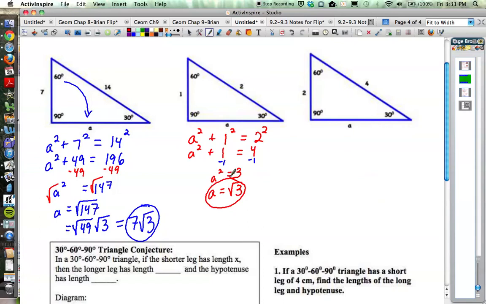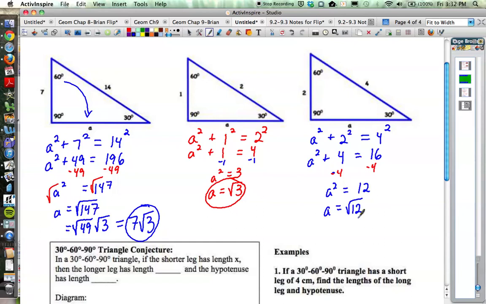Let's do our third triangle here. A squared plus 2 squared is equal to 4 squared. So that means that a squared plus 4 is equal to 16. Subtract 4 from both sides, do the algebra, and we have a squared is equal to 12. So taking the square root of both sides, a is equal to the square root of 12.